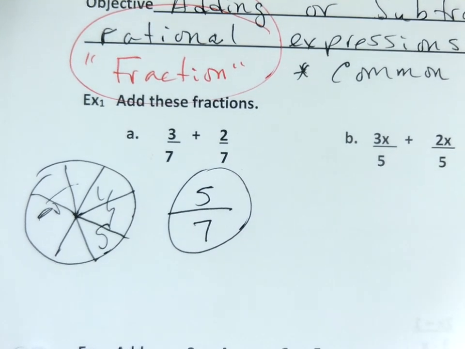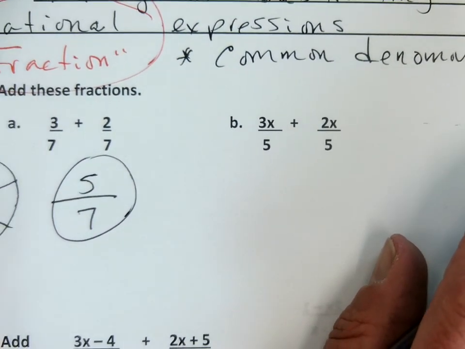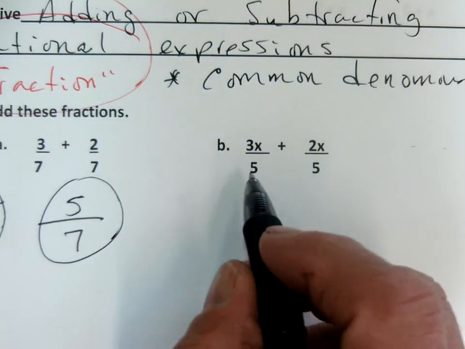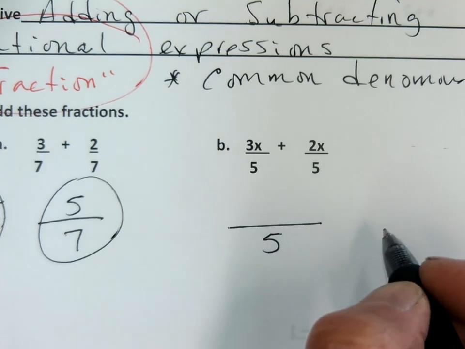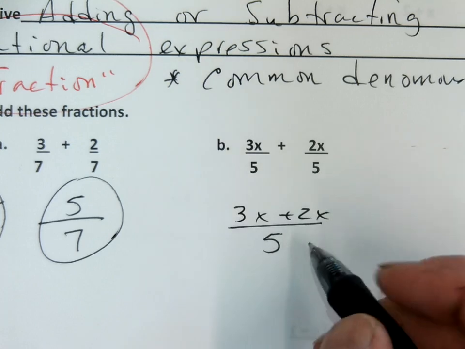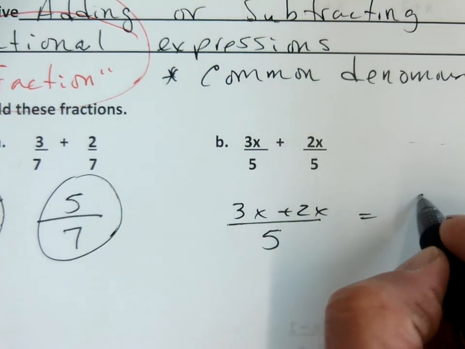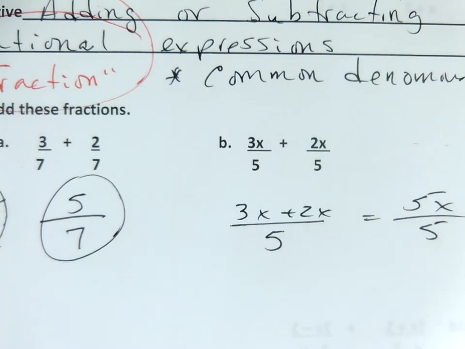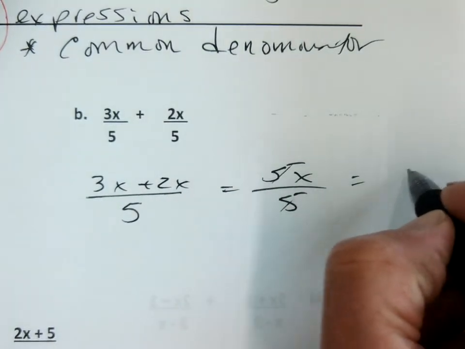So B, the only difference between A and B is the fact that we have x's. So it's the same process. Do you have a common denominator? Yes, it's 5. So my common denominator is 5. And the numerator then is 3x plus 2x, right? I'm going to add them together, common denominator, which is 5x over 5. Now that looks great, except we can reduce that. Of course we can reduce that. 5 over 5 is 1, so we get 1x.